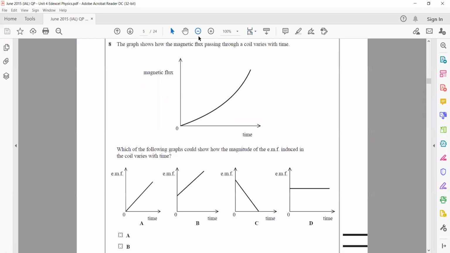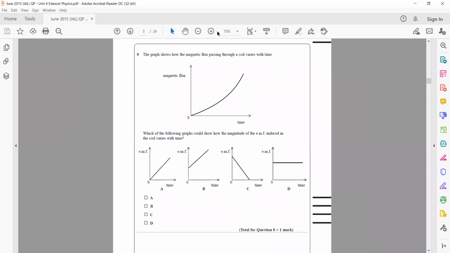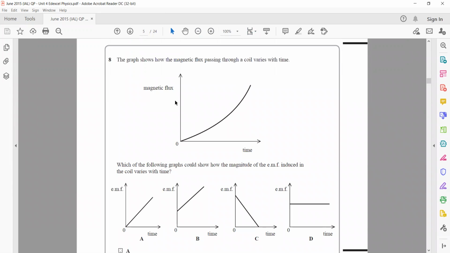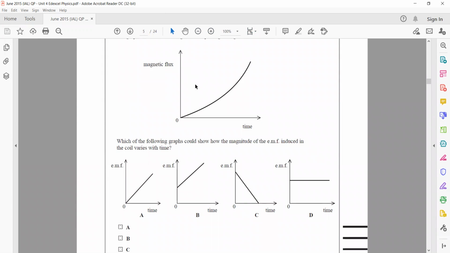The graph shows how the magnetic flux passing through a coil varies with time. Which of the following graphs shows how the magnitude of EMF induced in the coil varies? So as the magnetic field is changing, the change in magnetic field induces EMF. So it will not start with a zero value, it will start at a value above zero, because whenever the change in the magnetic field starts, there is induced EMF, so we'll get a certain value, and because the slope is continuously increasing, the EMF will continue to increase. So B is the right answer.